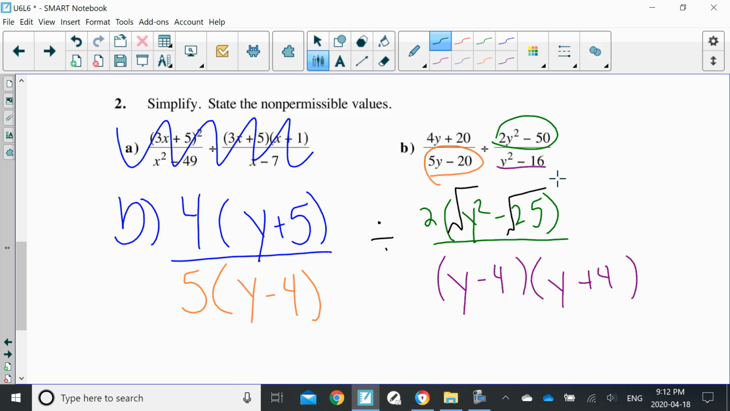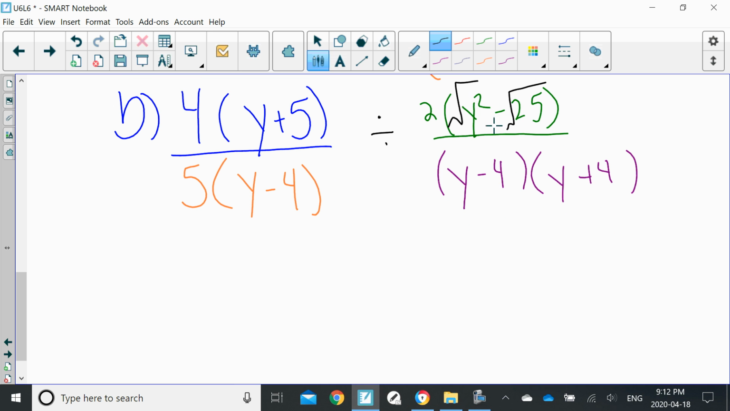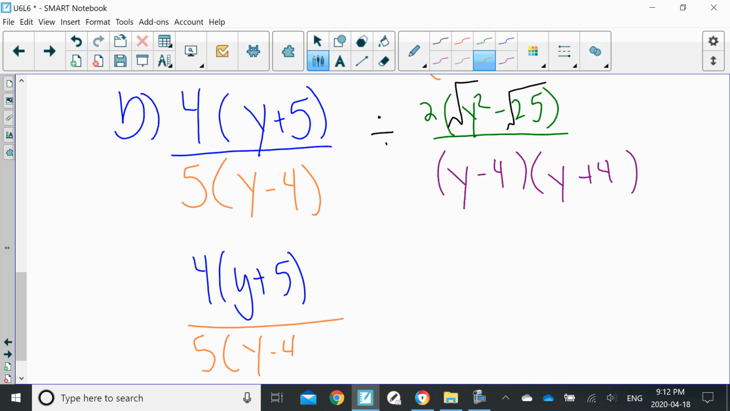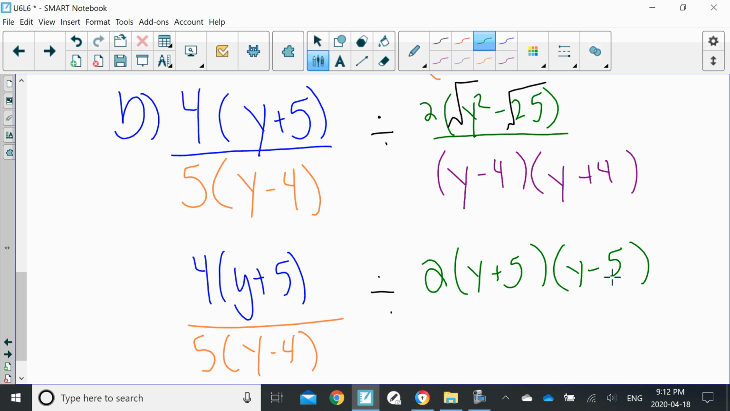So I'm going to rewrite this entire thing again with that factored. I've got 4 times y plus 5 over 5 times y minus 4. Again, I'm going to keep the division symbol. In the numerator of my second fraction, I've got 2, and then I'm going to factor that y squared minus 25 to give me y plus 5, y minus 5. And in my denominator, that was already completely factored, so it is y minus 4 and y plus 4.